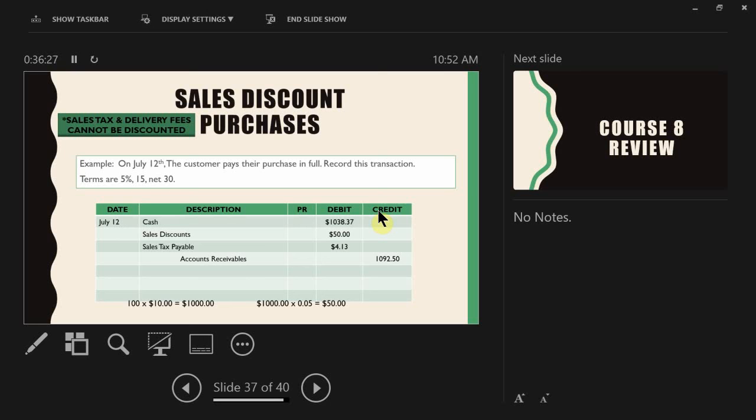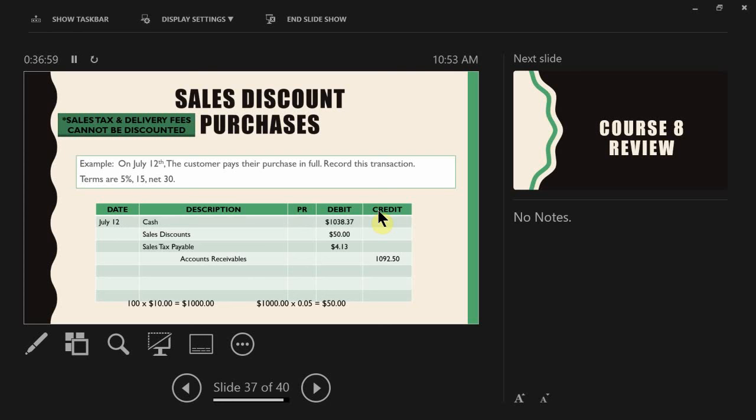Now, of course, because I charged the tax fully on all $1,000 worth of merchandise, but in this case, he only paid $950, therefore I have to give a portion of that money back. And I figure that out by taking the amount that I'm discounting. So that $50 discount is going to yield me $4.13 worth of tax. Okay?